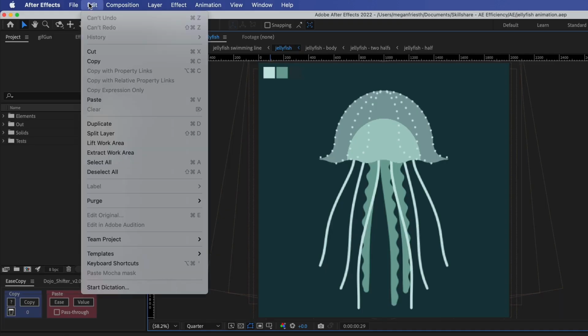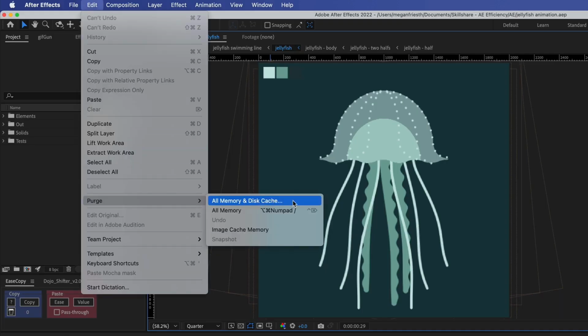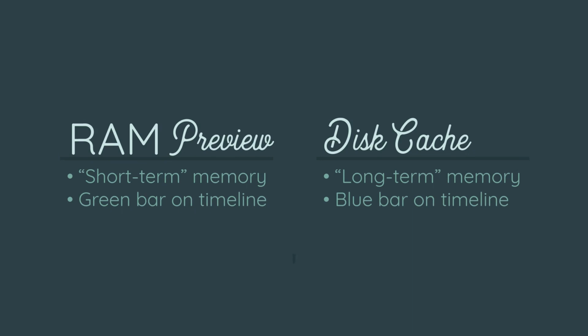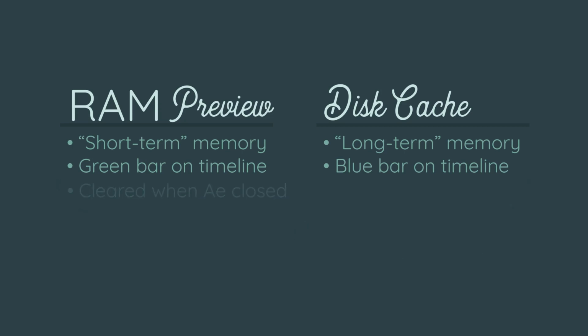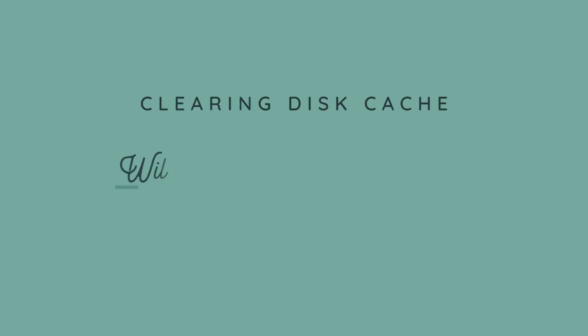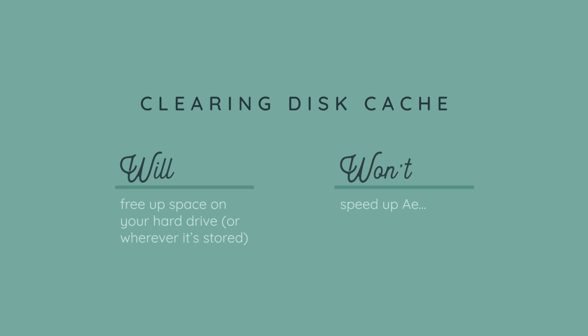A common misconception is that clearing your disk cache will speed up After Effects, but actually this system of caching frames for quicker access later is working in your favor. This system makes it faster to get a real-time playback of your animation. When you close out of After Effects, any RAM Preview data will be cleared, but disk cache data will remain stored on your hard drive. Clearing disk cache will free up space on your hard drive, but it won't necessarily speed up After Effects.